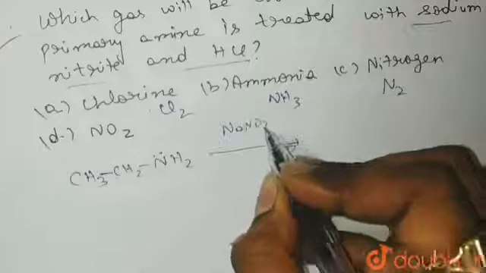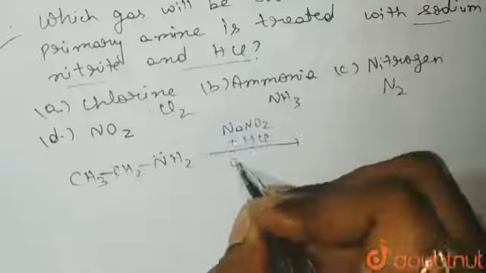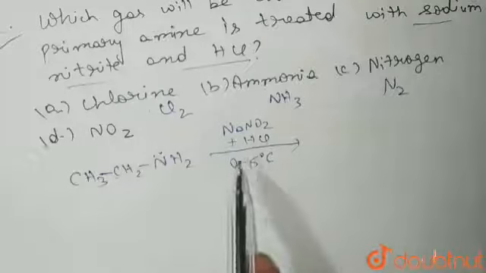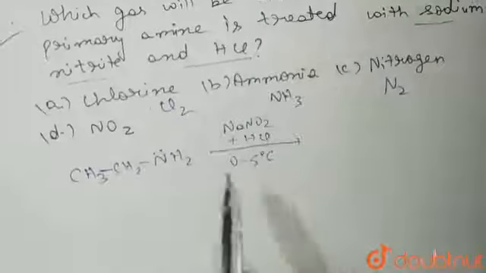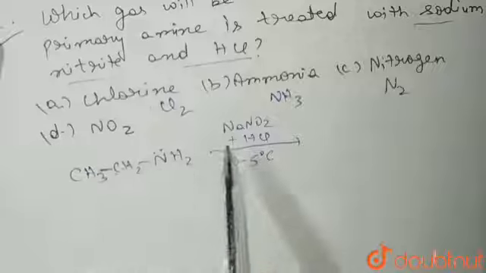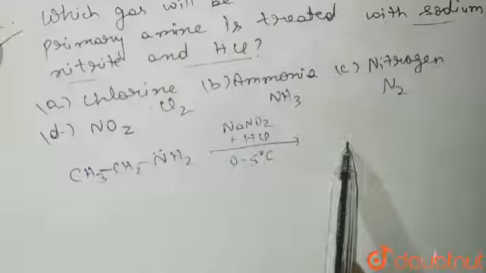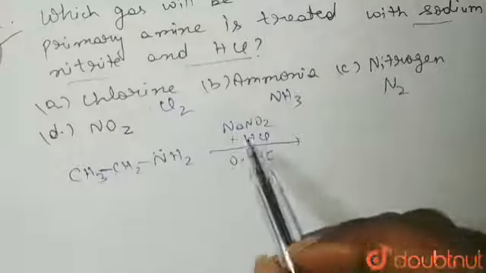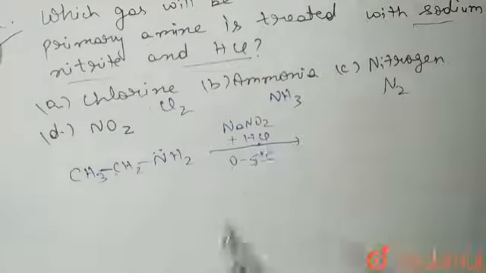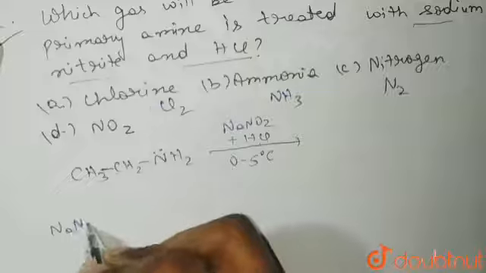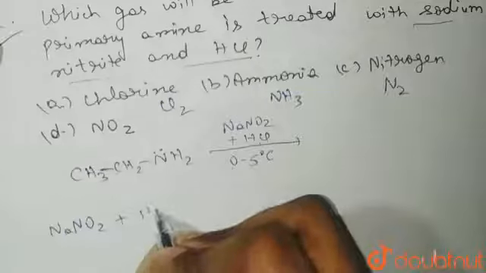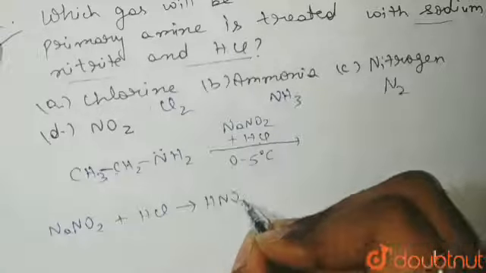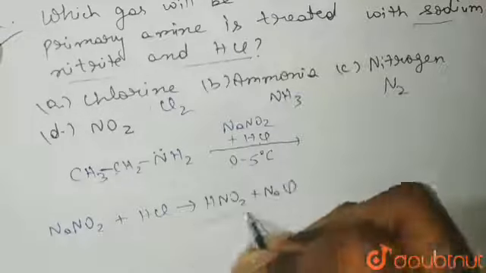NaNO2, that is your sodium nitrite, plus HCl at 0 to 5 degrees Celsius. We know that this is a diazotization kind of reaction, because there also, when we treat aniline with NaNO2 and HCl, diazonium chloride salts are formed. And what happens here with NaNO2 and HCl? On reaction, they give HNO2 plus NaCl, so they give us nitrous acid.